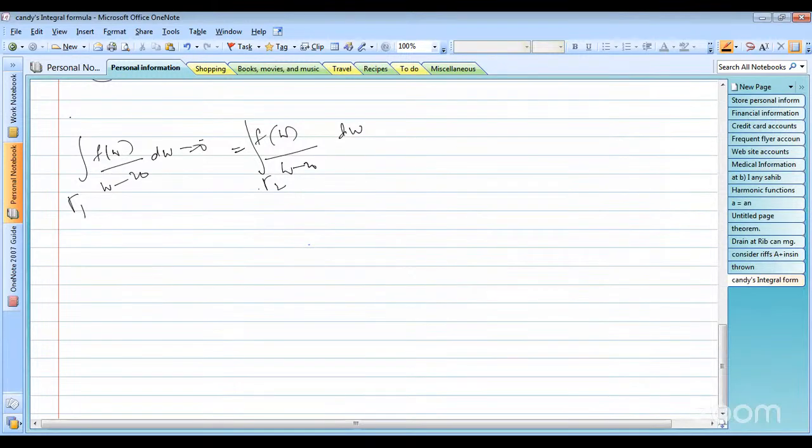This is equal to 0. It follows immediately that what we are taking here is the integration over R of f(w) by (w minus z naught) dw, then the integration over L of f(w) by (w minus z naught) dw. Noting the integral along L1 and L2.